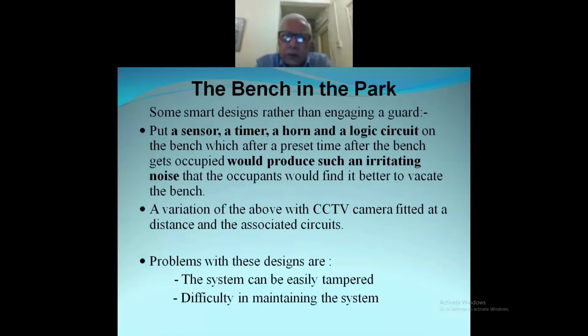The other, sophisticated solution: we can put a sensor, a timer, a horn, and some logic under the bench, which after a preset time, after the bench has been occupied, would produce such an irritating noise that the occupants would find it better to vacate the bench. Now, a variation of the above could be CCTV cameras, etc. The problem with this type of solution is that the system can be easily tampered with, and it is difficult to maintain such a system.